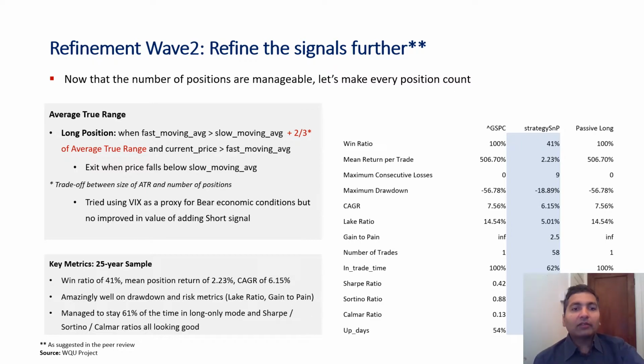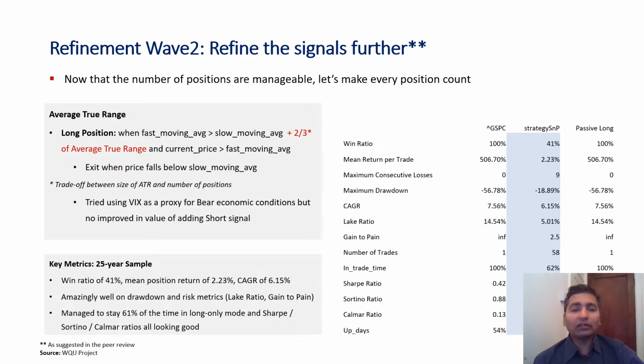We also did the second wave of refinement, and some of these adjustments were mentioned in the peer review. One of them was, why don't we use the average true range? In the long position, we added an extra criterion: fast moving average greater than slow moving average plus 2/3 of the average true range, while the second condition still says current price greater than fast moving average. Why 2/3? There was a trade-off between the size of the average true range window and the number of positions, and 2/3 is the point where it did not impact the number of positions too much. We tried to bring back the short position signal using VIX as a proxy, but that did not increase the performance materially. So we basically stuck to the long-only positioning.